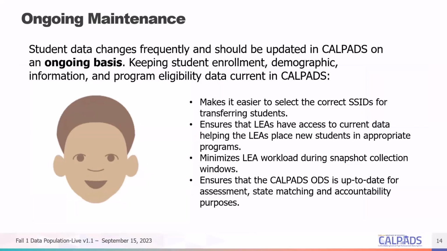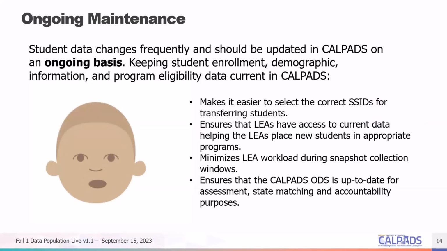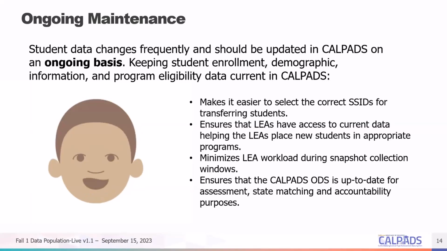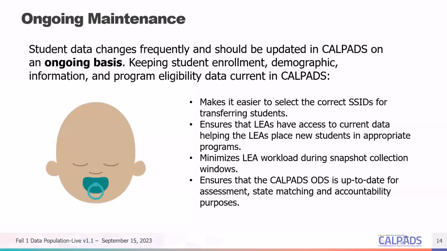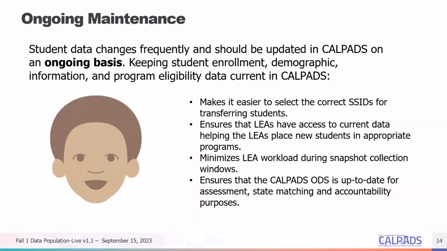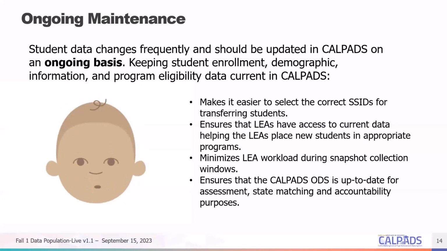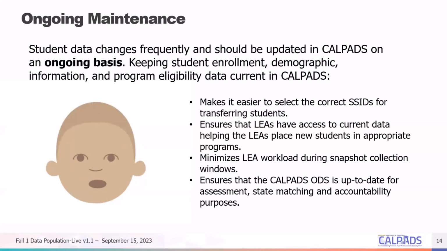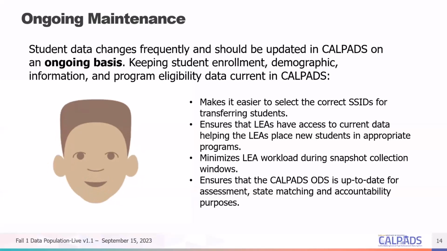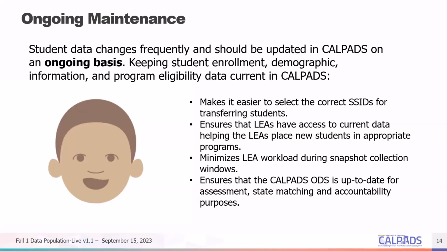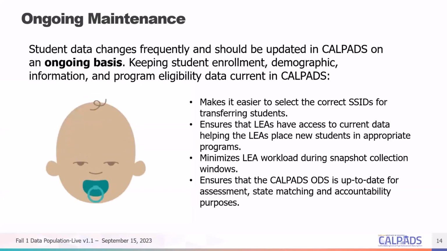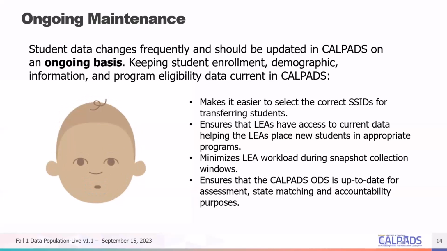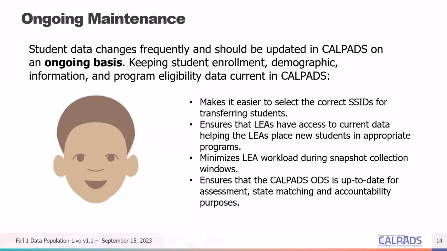Student data changes frequently and should be updated on an ongoing basis. Keeping student enrollment, demographic, and program eligibility data current in CalPADS has the following benefits for you and your LEA. Keeping your data current makes it easier to select the correct SSIDs for transferring students. Keeping your data current ensures that LEAs have access to current data, helping the LEAs place new students in appropriate programs. Keeping your data current minimizes the LEA workload during snapshot collection windows.